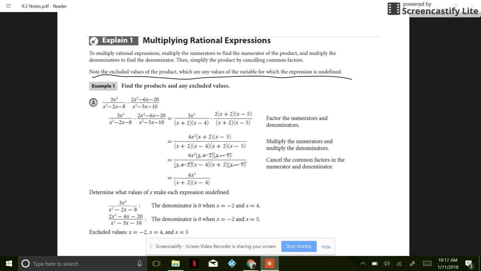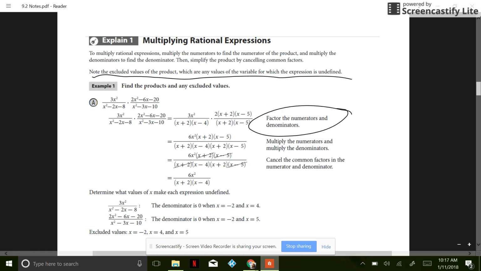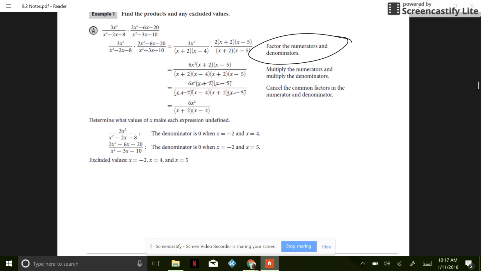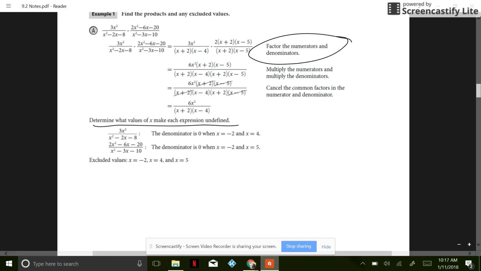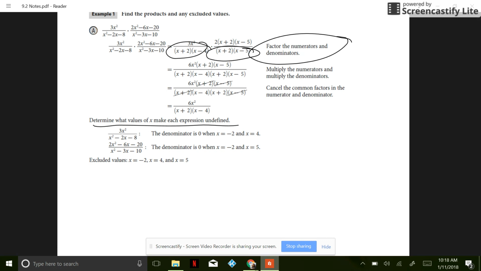So here in the example, they factored the numerators and the denominators. That's the first thing you should always do: factor. Then multiply the numerators and multiply the denominators. Then cancel out the common factors to get your simplified answer. But you also need to look for the values that make the expression undefined. So you have to take the denominators of your original two expressions as they are separately and find the excluded values from those.